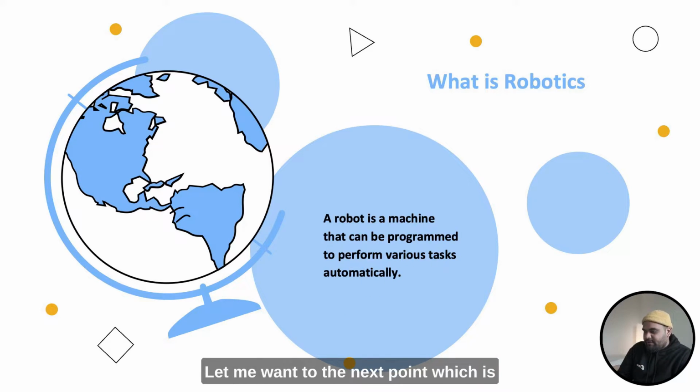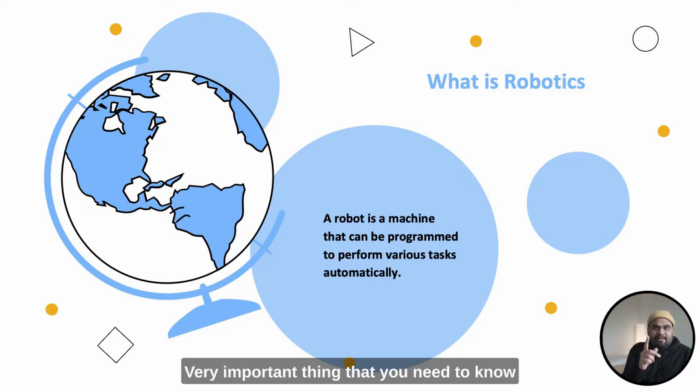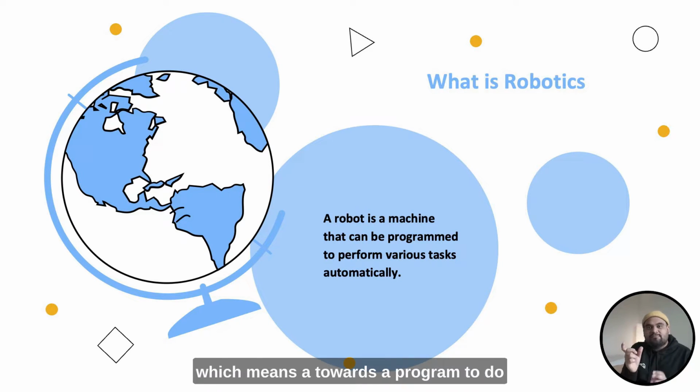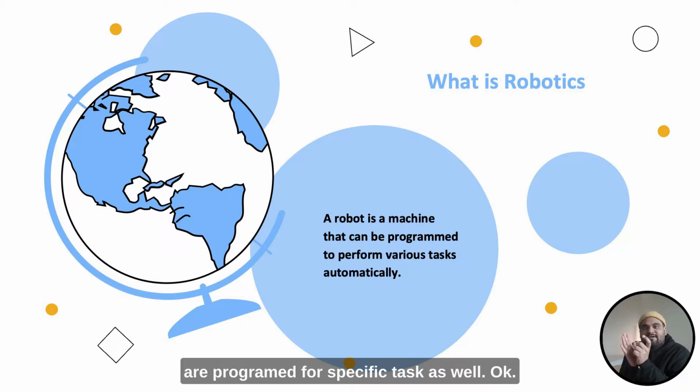Let's move on to the next point, which is that a robot is a machine that can be programmed to perform various tasks automatically. A very important thing that you need to know is that in this case, I'm talking about autonomous robots, which means that robots are programmed to do autonomous behavior, and which also means that robots are programmed for specific tasks as well.